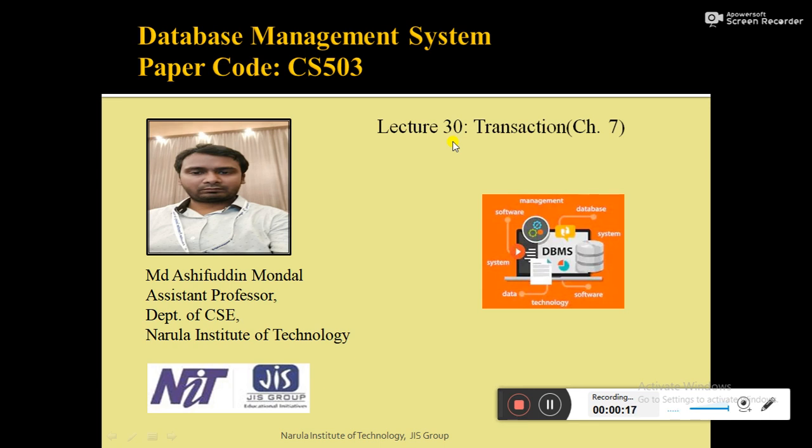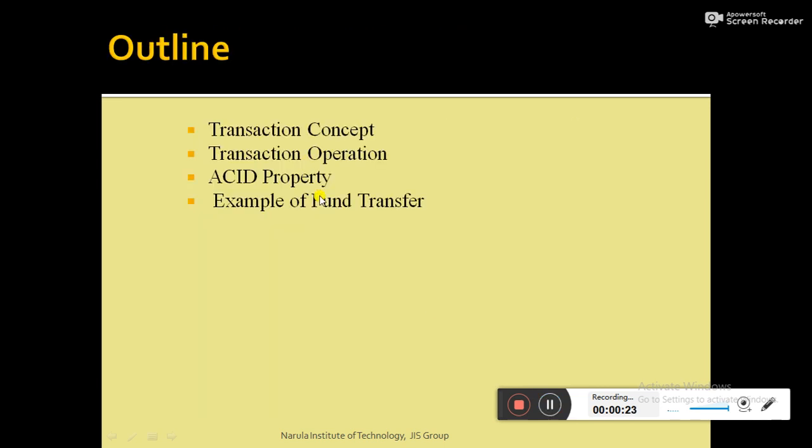Here I am going to discuss chapter 7, which is Transaction Management System. These are the topics I am going to cover during my lecture. First, I will discuss the concept of transaction, what a transaction is in terms of a database management system. Then I will discuss the different kinds of operations that can be performed in a transaction. Then I will discuss a very important property of transaction, known as the ACID property, and explain the ACID property with an example of fund transfer.